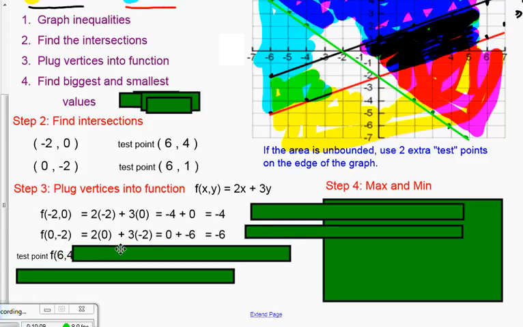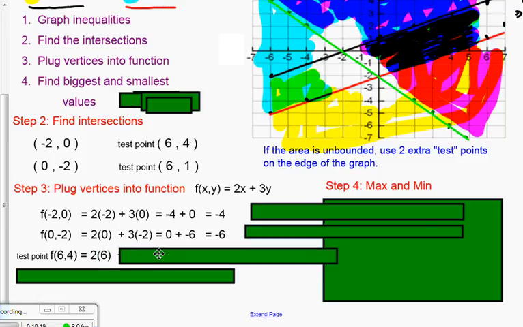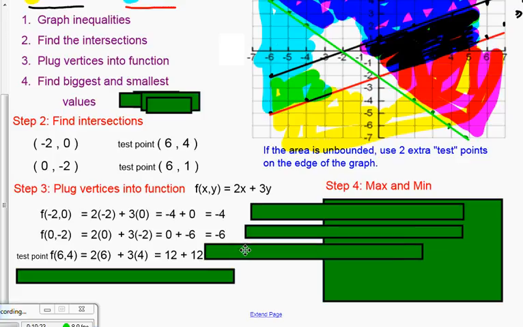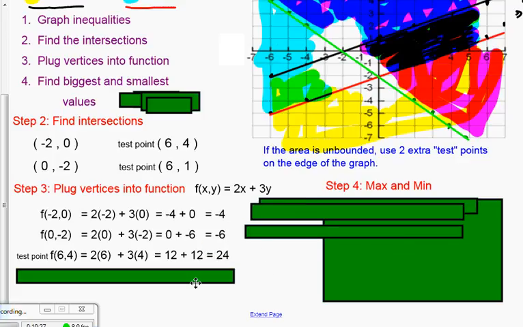Plugging in our other one, this one again is a test point. It's not actually really one of our vertices. So this is just kind of a test to check things out. We're going to use f of 6, 4. Let's say 2 times 6 plus 3 times 4. 2 times 6 is 12. 3 times 4 is 12. Add them together and we'd have 24.